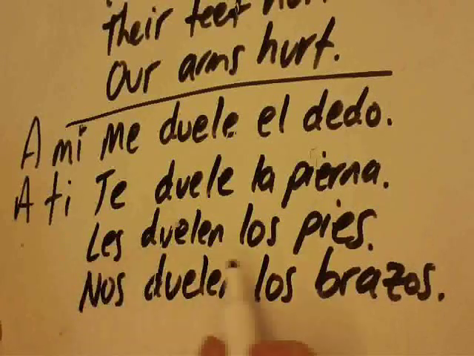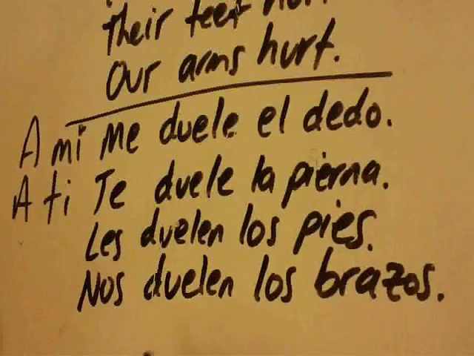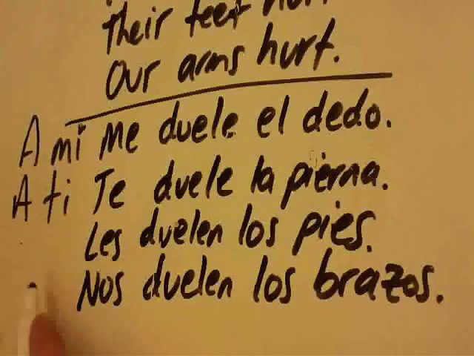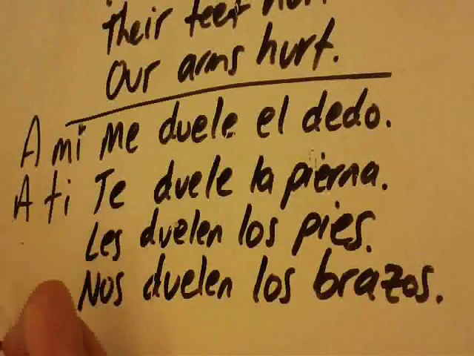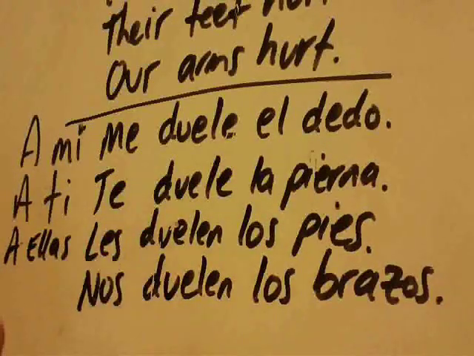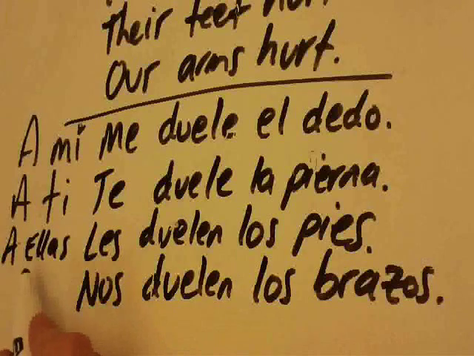If you came into the classroom and saw this sentence on the board, duelen los pies, you know that there are multiple people whose feet are hurting, but we don't know exactly who. So I can specify who it is here at the beginning. I could point to a group of girls and say, ellas, or boys, ellos, or maybe it's John and Fred, les duelen. So I can specify who I'm talking about over here.